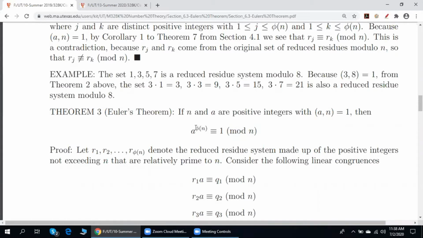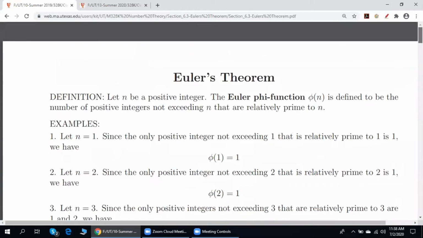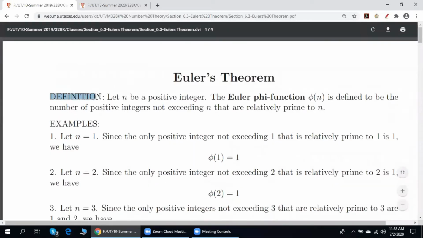Question is, what is phi of n? Please take a look at this definition. Let n be a positive integer. The Euler phi function phi of n is defined to be the number of positive integers not exceeding n that are relatively prime to n.